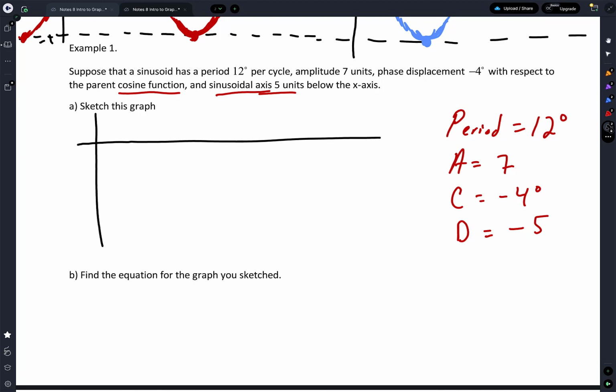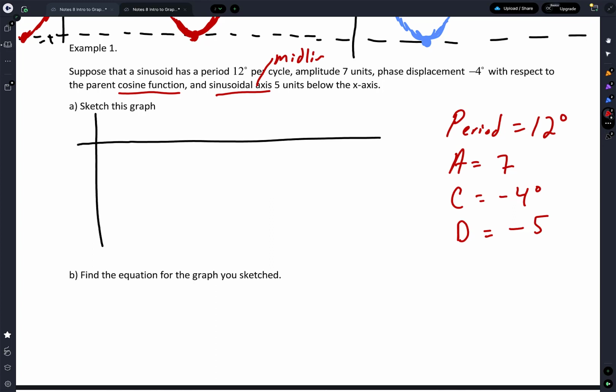There's a reason why I drew it this way, guys. I'm going to go slow. Are we still okay so far? All right. First thing I'm going to do is draw my sinusoidal axis. That's the midline. So the sinusoidal axis is your midline.